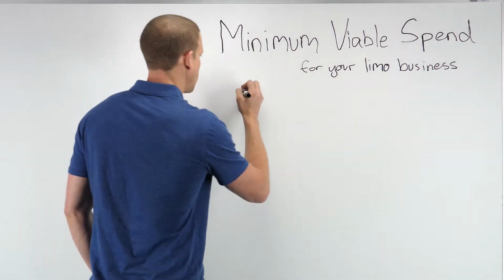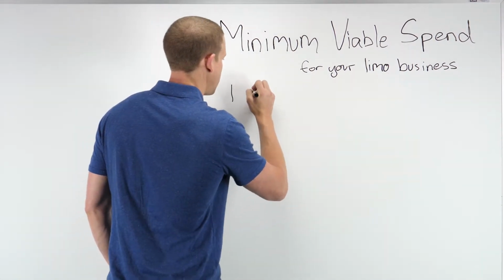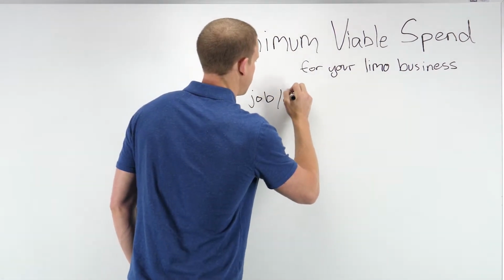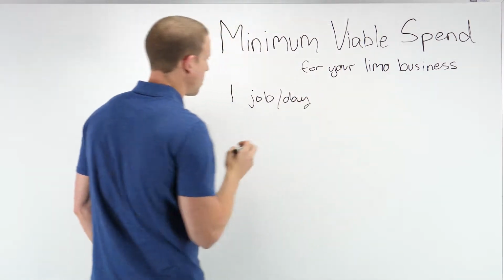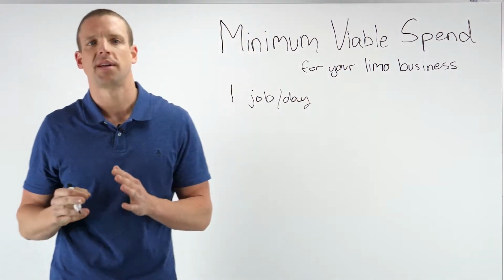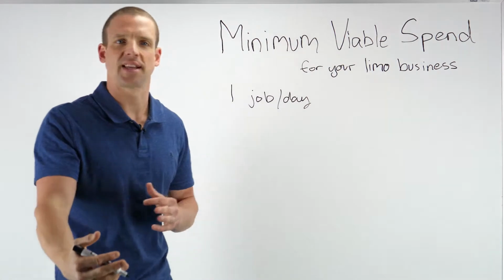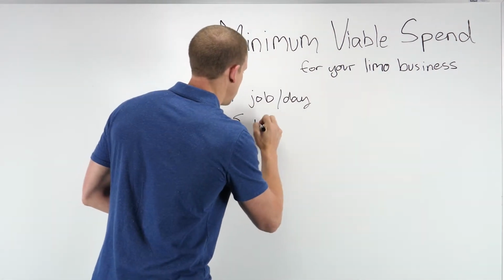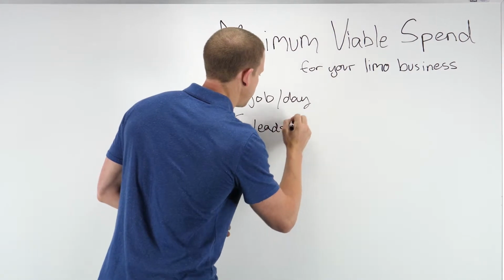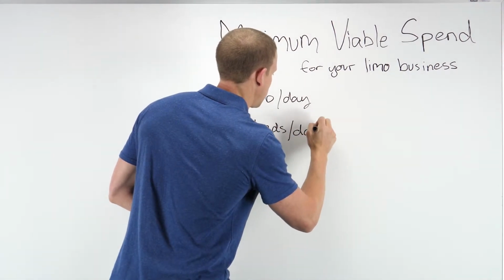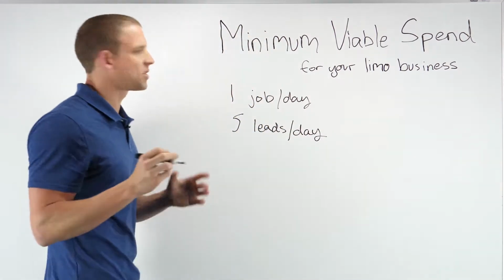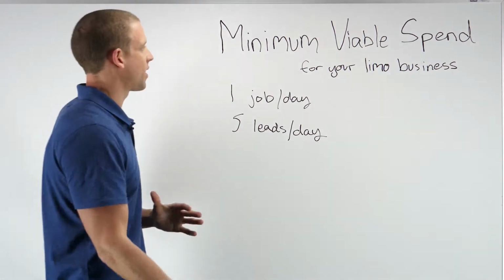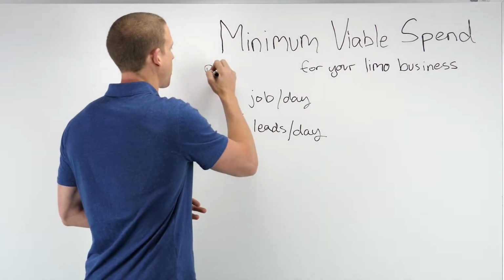So we want one job a day. So we close 20% of our leads. That's the assumption we're making right here. So we need 5 leads a day. Okay, and let's just pretend we're a company that rents party buses, okay? So it's going to be party bus rentals.